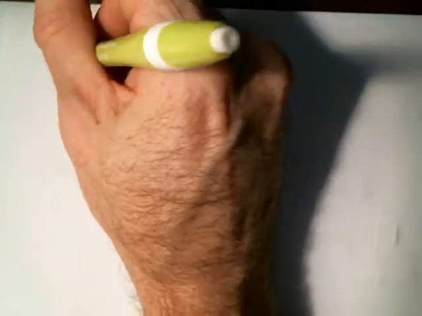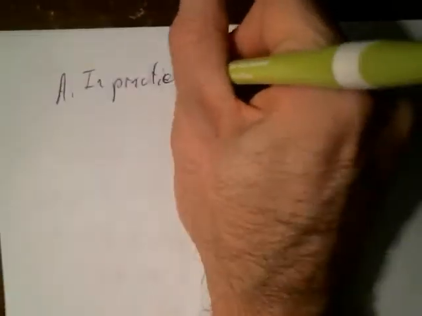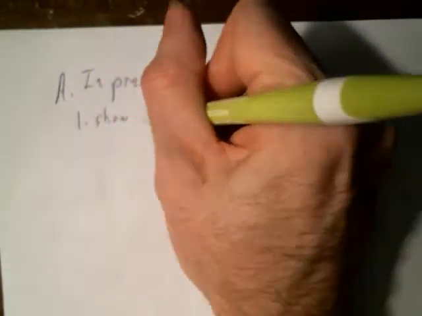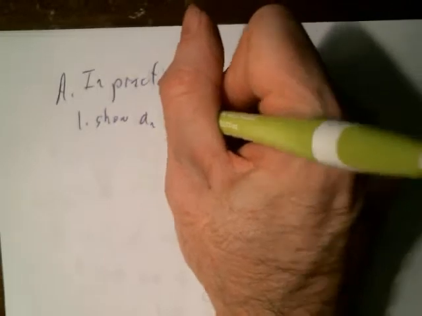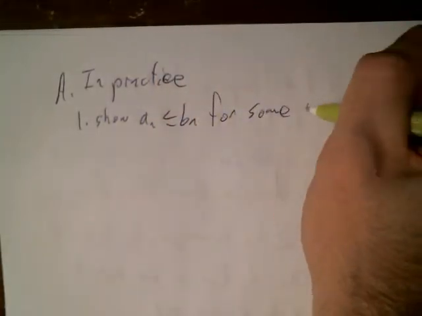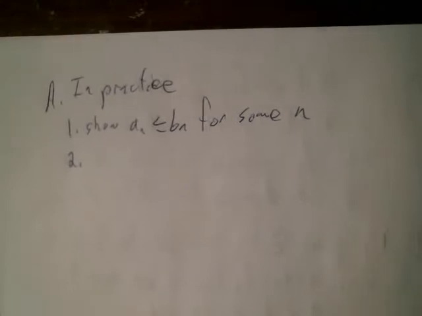So anyways, in practice here, the way I want you to use the test is as follows. I want you to show a sub n is less than or equal to b sub n for some n. And secondly, state the known convergence or divergence of the known series.